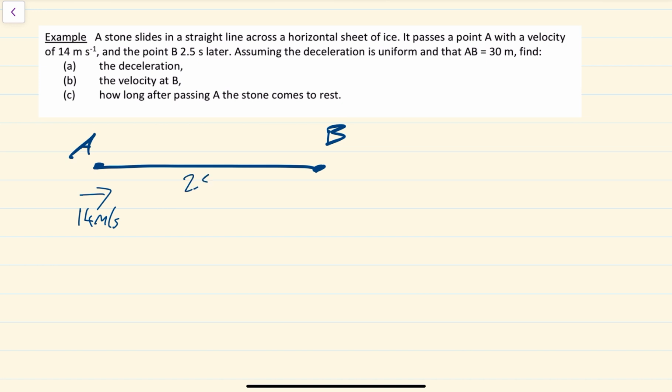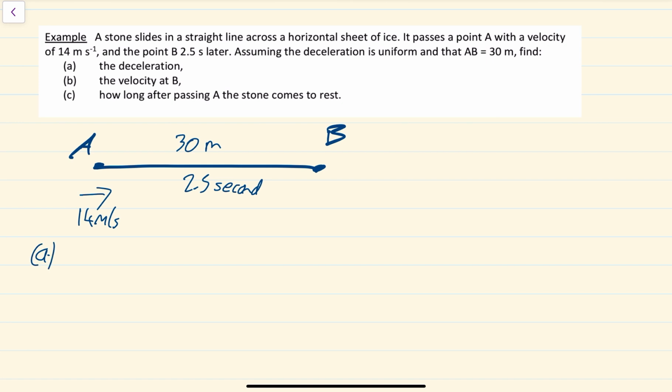And then 2.5 seconds is the time between A and B. It passes A with a velocity of that, and at point B 2.5 seconds later. And you know also that A to B is 30 meters. So you've got to find the deceleration.